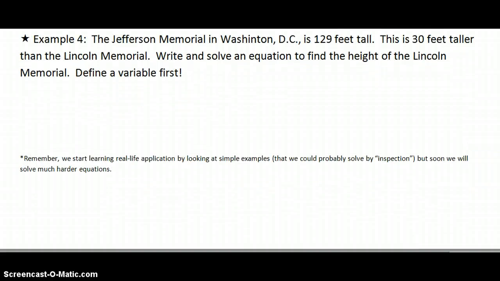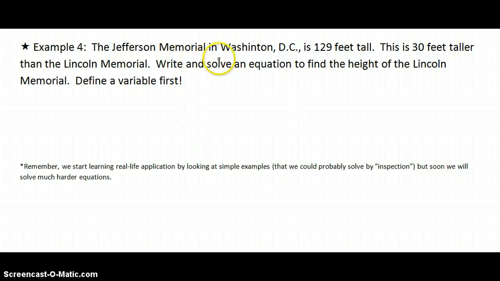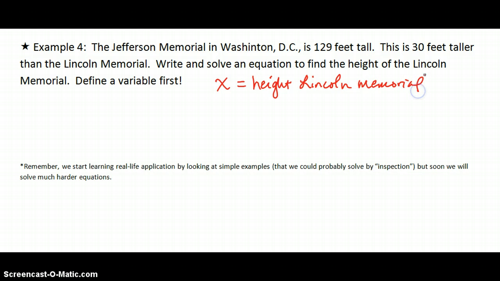Alright, and don't forget word problems. Life's going to come to us in words, so we have to know how to take all of our information and turn it into a math problem. Alright, the Jefferson Memorial in Washington, D.C. is 129 feet tall. This is 30 feet taller than the Lincoln Memorial. Write and solve an equation to find the height of the Lincoln Memorial. Define a variable first. Well, y'all know my favorite variable is x. So let's let x equal the height of the Lincoln Memorial. Okay, because that's what I'm looking for.